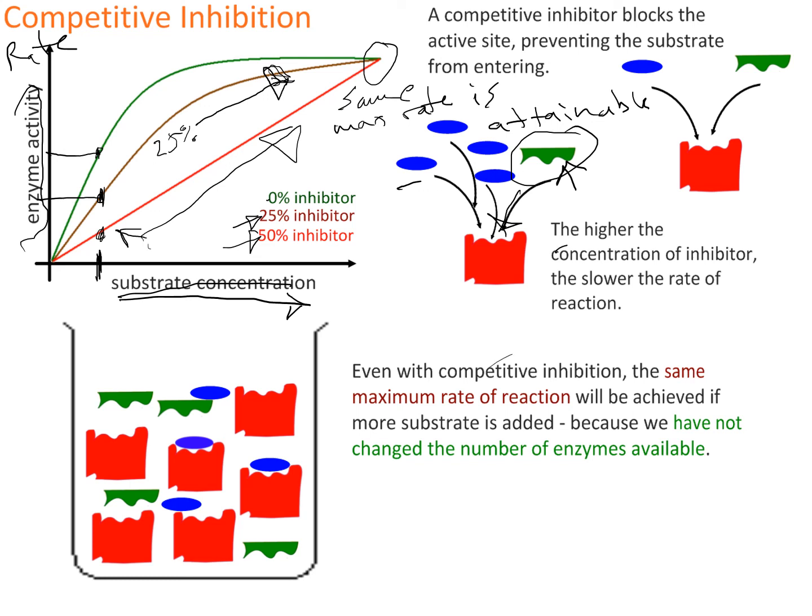So a few more notes that are written on this slide. The higher the concentration of the inhibitor, the slower the rate of the reaction. And even with competitive inhibition, the same max rate will be achieved if more substrate is added, because we have not changed the number of enzymes available. They're still going to be working, and their active sites will be occupied by substrate.